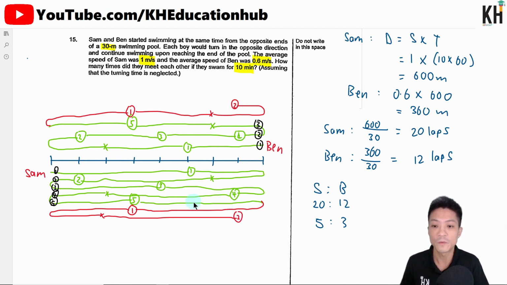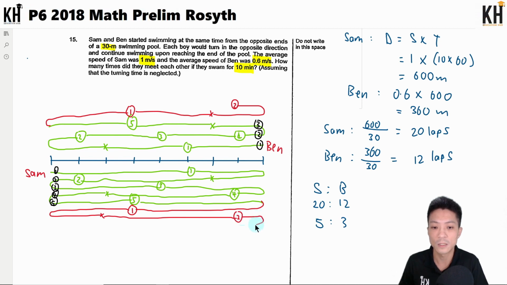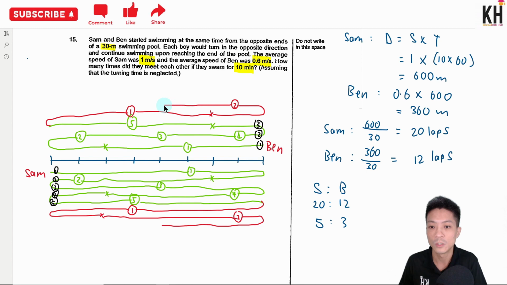Okay, so basically, if you realize, the next 5 laps will be a mirror image of the first 5 laps. Okay, because the 1 is here and the 1 is here. The 2 is here and the 2 is on the other end. Just gonna continue on. 1, 2, 3, 4, 5. And then for Ben, it will be another 1, 2, 3. Okay, so this is the 3rd point where they meet each other.